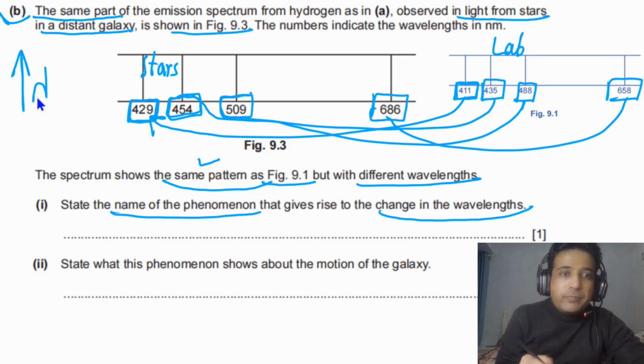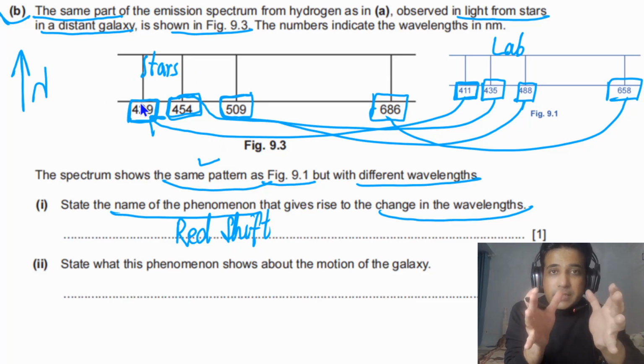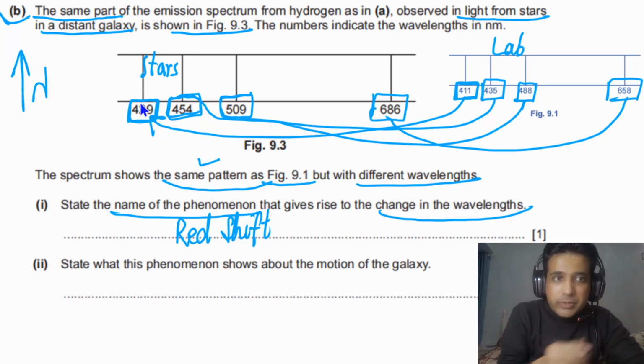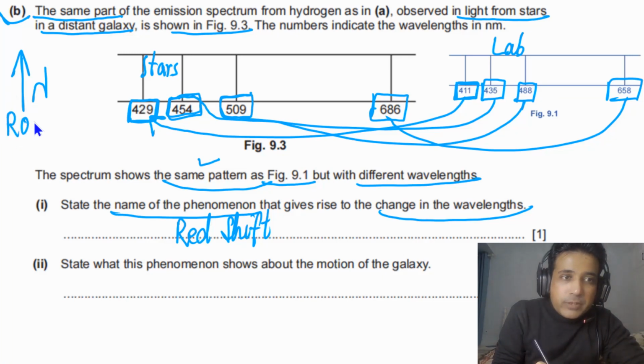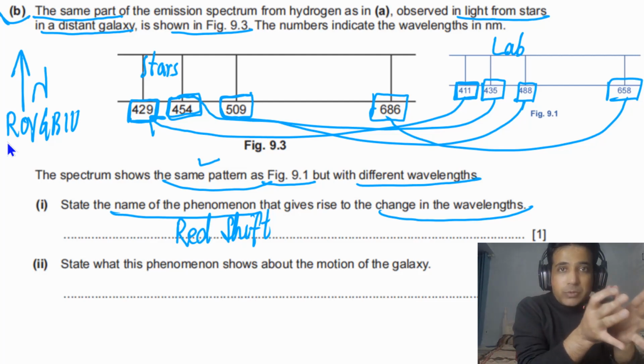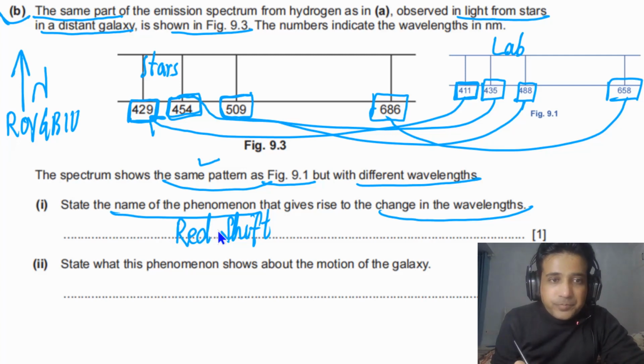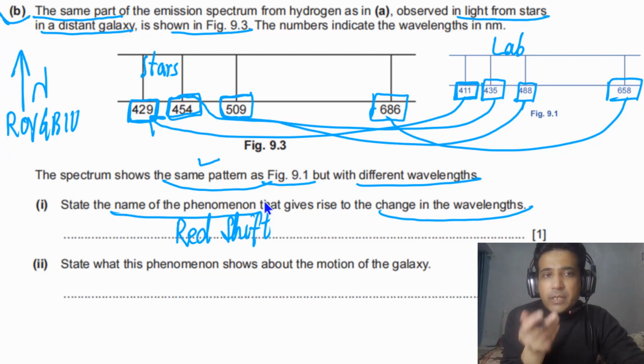So simply we can say this phenomenon is redshift, because the wavelength of all these lines has been increased. If you look at the visible light spectrum, ROYGBIV, this side the wavelength is longer, so all these wavelengths have been shifted towards the red end, meaning towards longer wavelength. So this is redshift, and you need to write this down as the name of the phenomenon.